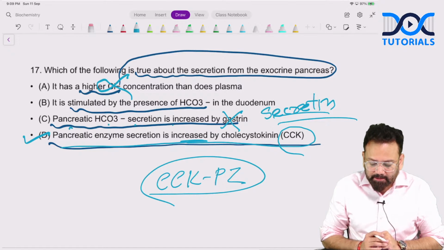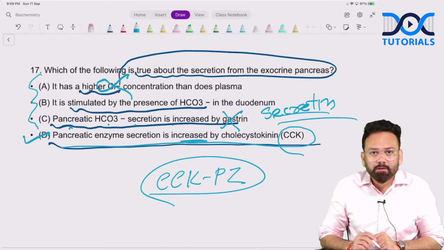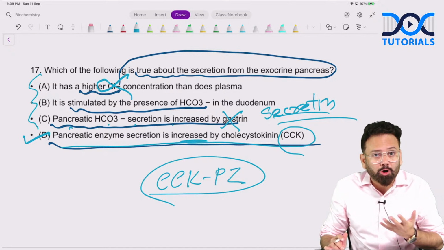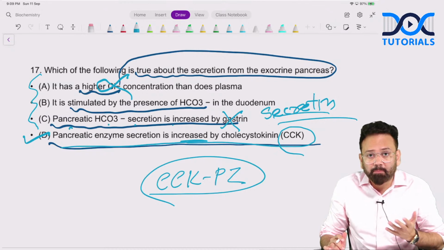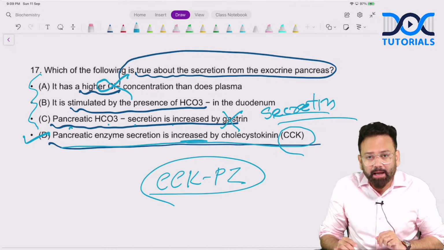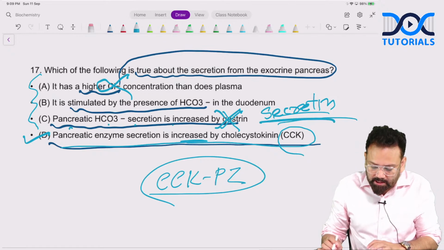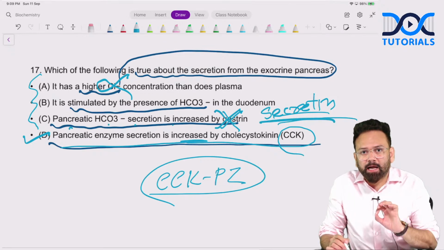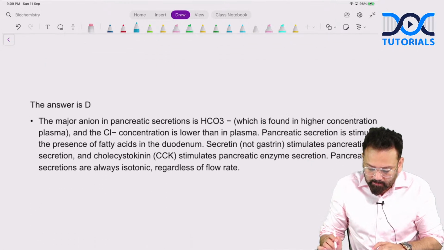So the answer is D, because all three are incorrect. They have more of bicarbonate, not chloride. Chloride is wrong. Are they stimulated by presence of bicarbonate? No. Is pancreatic bicarbonate increased by gastrin? No, by secretin. So the answer is D, that pancreatic enzyme secretion is increased by cholecystokinin.